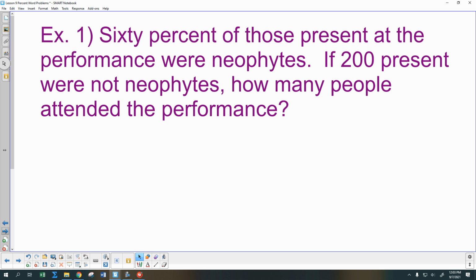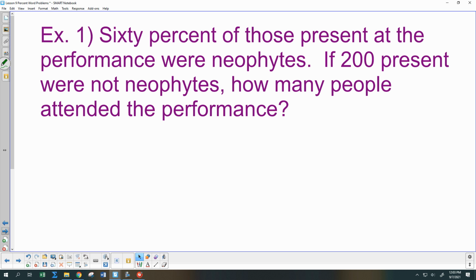60% of those present were neophytes, which just means newbies, beginners. Doesn't really matter if you know some of the Saxon words or not. They like to stretch your vocabulary. You can look them up for fun, but you can also figure out what's going on just from the context of the problem. Then we had some that were not neophytes, and how many attended the performance.